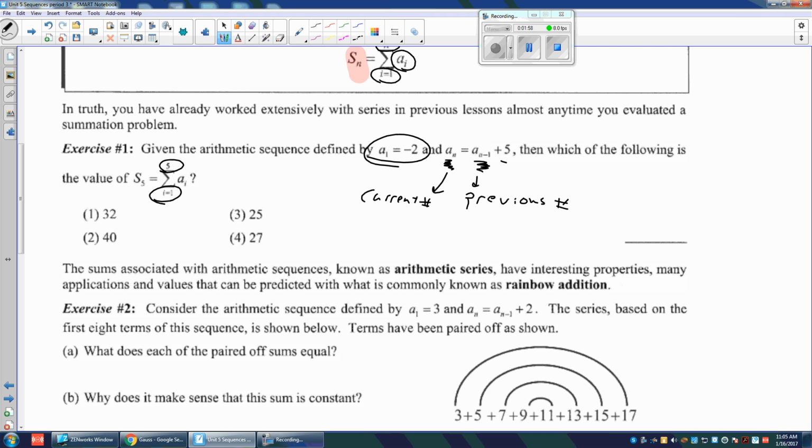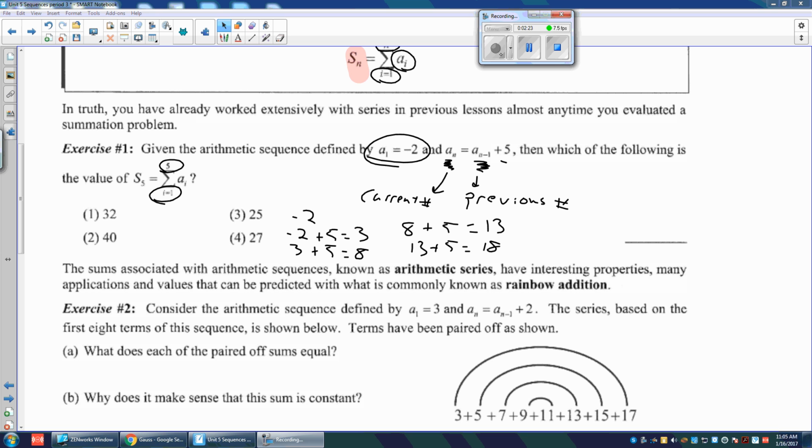So the first number is -2, and then the rule is take that number and add 5. Then take that number and add 5. 1, 2, 3, 4, and then the last one, add 5. Now add them together, and we get 40. So simple, you just have to do a long process of finding each of the numbers.